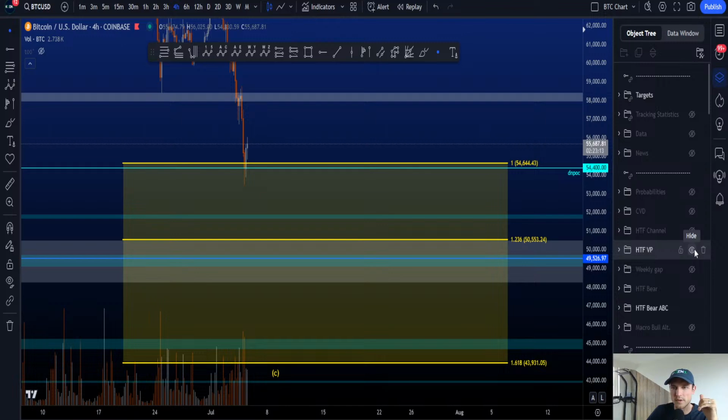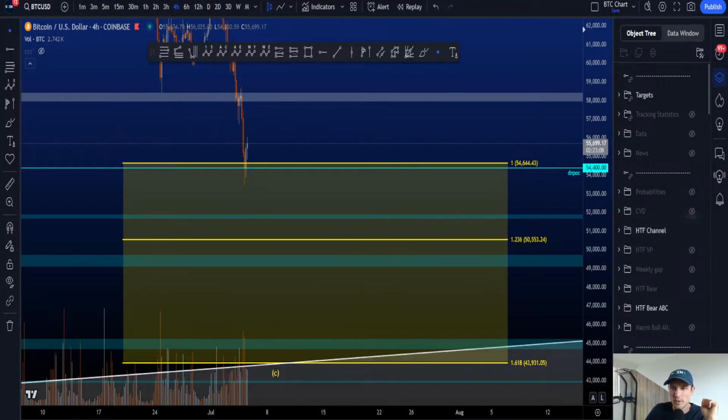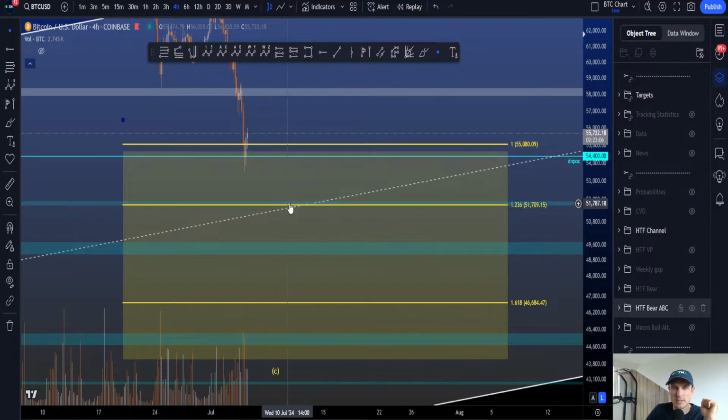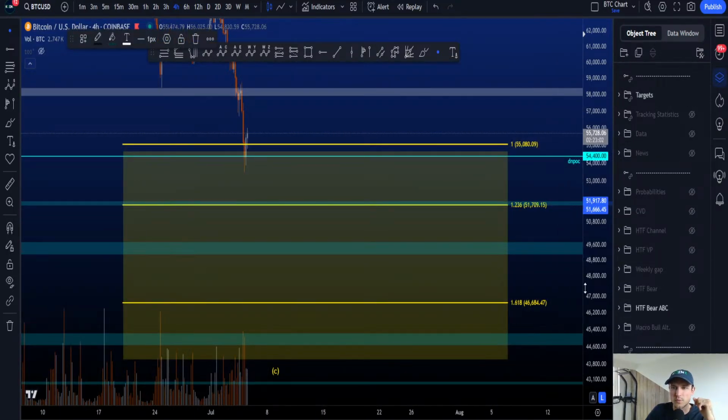50.5 to 48.5 is an important support resistance and weekly value area high. We have the channel as well, the midline here, crossing the 1.236. And we also have the blue box, 51.6, 52K. And then below that, 49.1, 49.7.